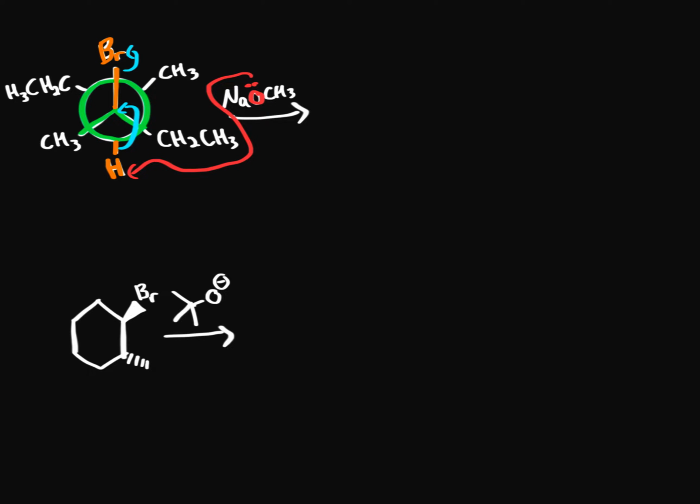And so what we end up having for our product is on the front carbon we have our methyl on the left, our ethyl on the right, a double bond with the back carbon, and then on the left we have an ethyl, and then on the right we have a methyl. And so that's our final product, and that's all there is to it.